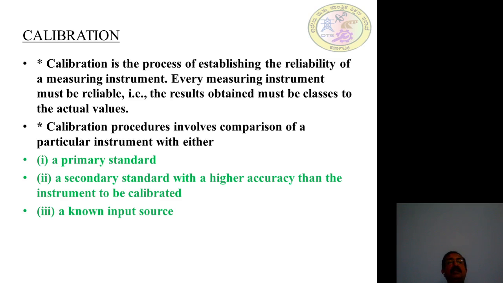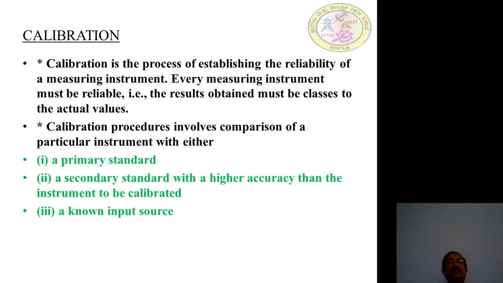Next is calibration. One important procedure followed in mechanical measurement is calibration. Calibration is the process of establishing the reliability of the measuring instrument. Every measuring instrument must be reliable, that is, the result obtained must be closest to the actual values.